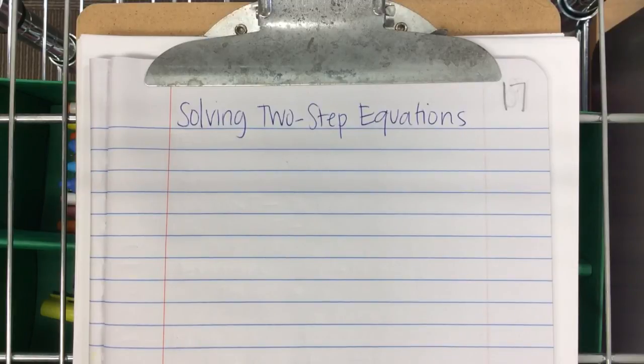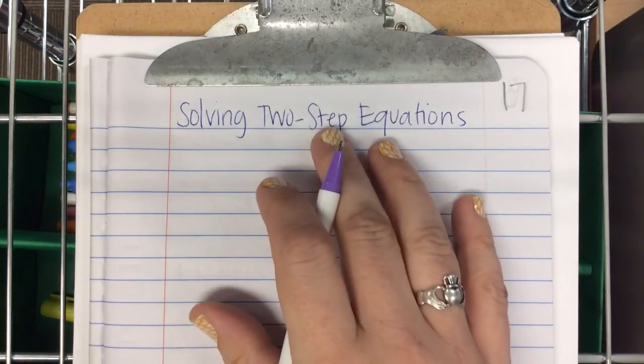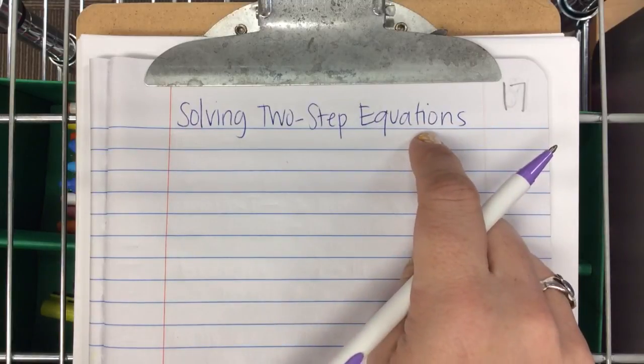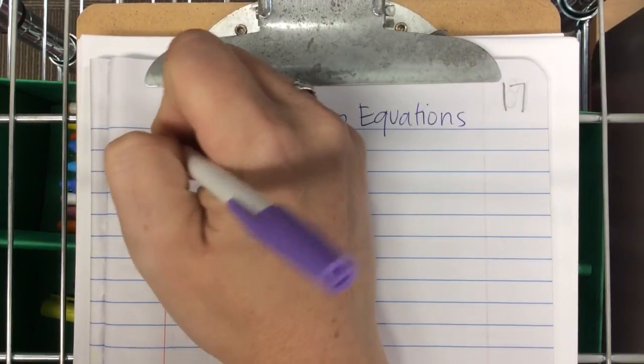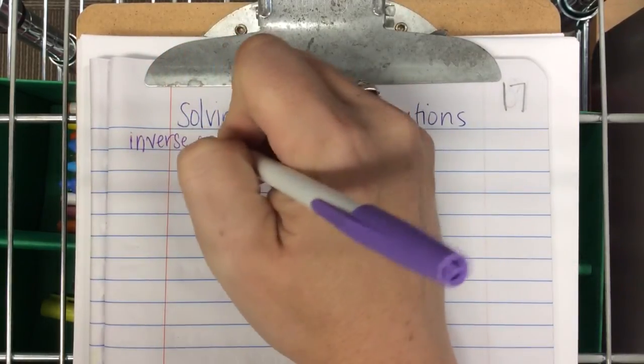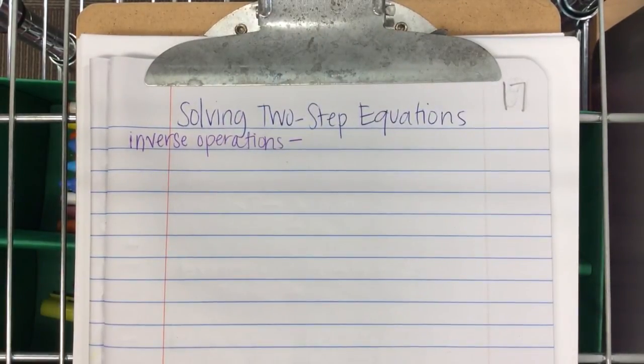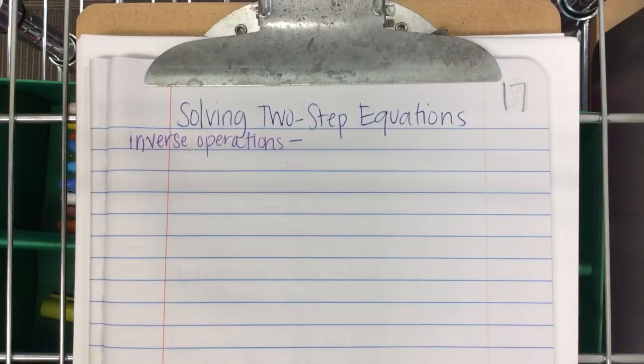Solving two-step equations. So, again, we have two steps, and it's an equation. So to do a two-step equation, we're going to use, again, inverse operations, just like yesterday. Just like yesterday, we have to apply our knowledge of inverse operations.